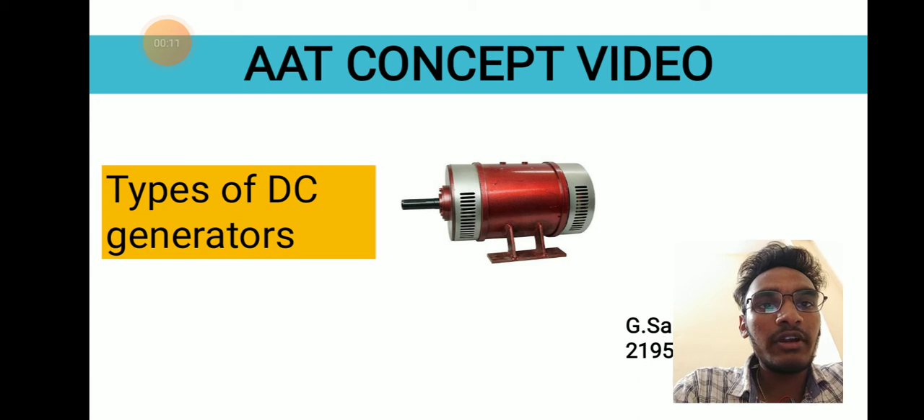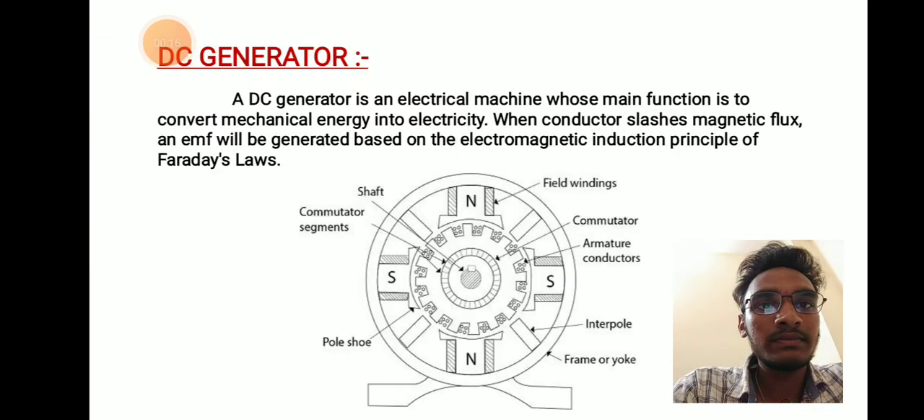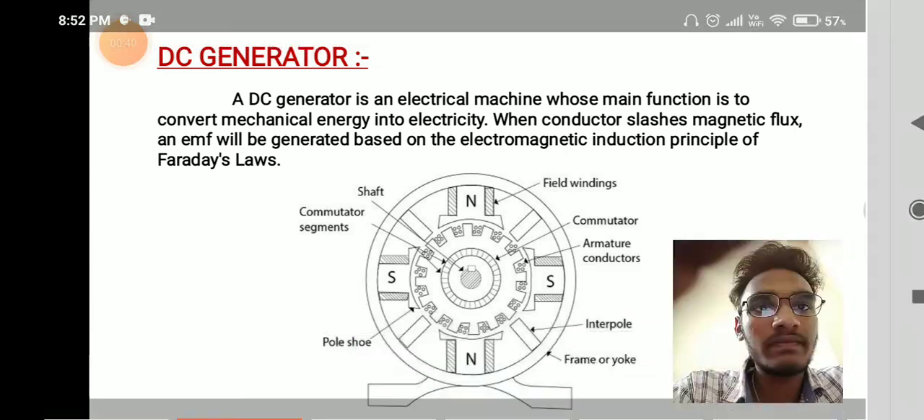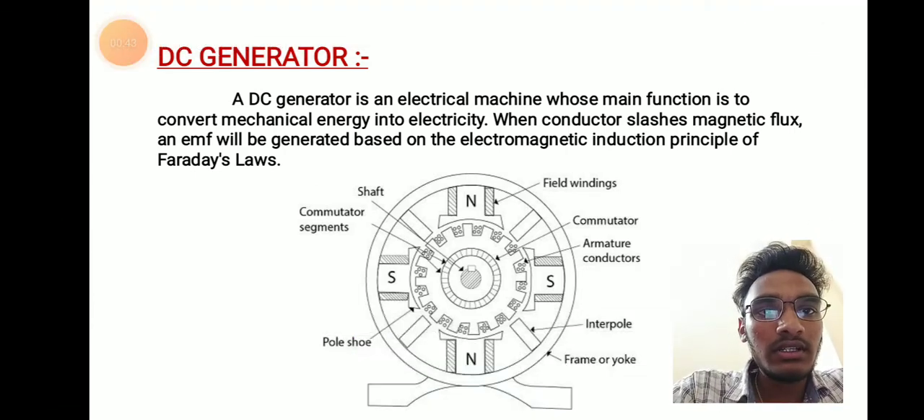Today my topic is types of DC generator. A DC generator is an electrical machine whose main function is to convert mechanical energy into electricity. When a conductor cuts magnetic flux, EMF will be generated based on the electromagnetic induction principle of Faraday's law. So we can see here the diagram.